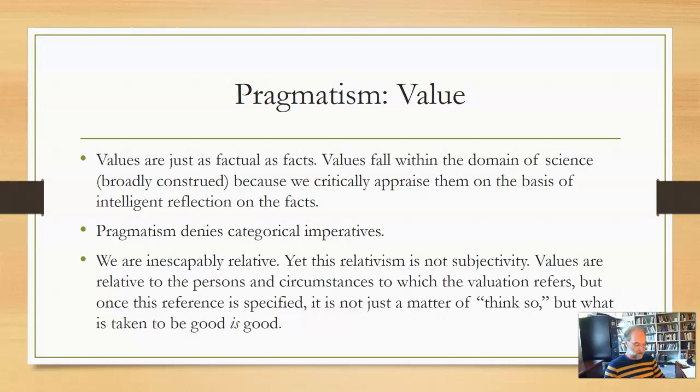But also, pragmatism denies categorical imperatives. This would be, for example, those absolute moral rules that tell you you've got to do this, you've got to do it that way, boom, boom, boom. And the reason it does this is that values cannot realistically be conceived in isolation. A categorical imperative conceives of values in isolation. This is a rule no matter what.